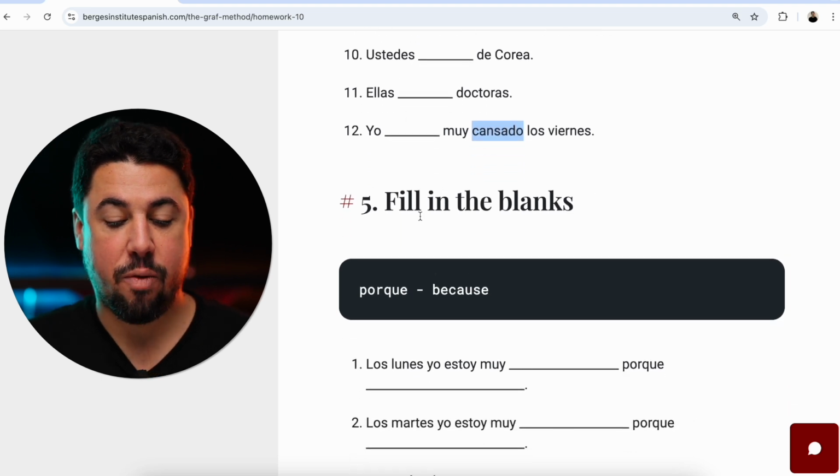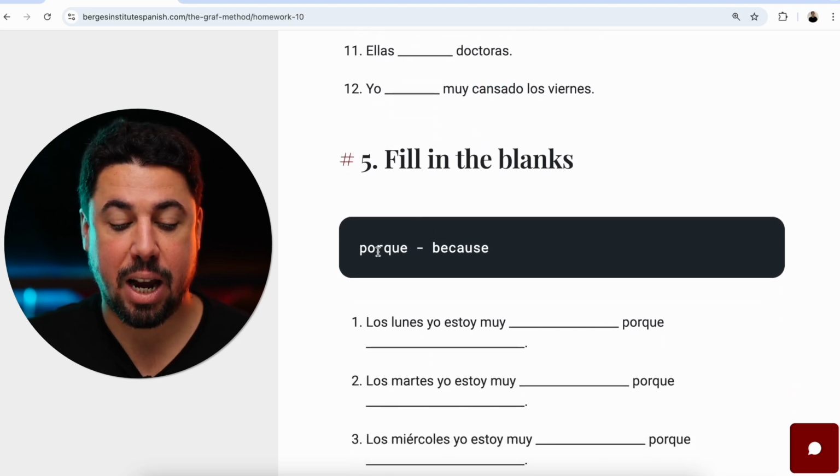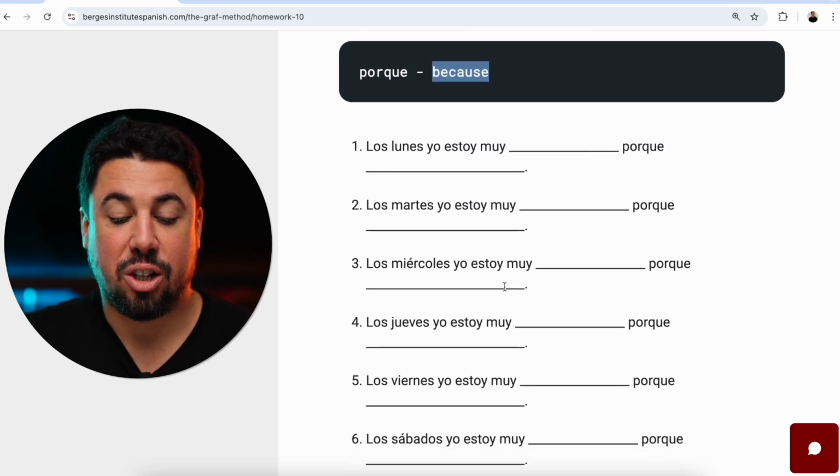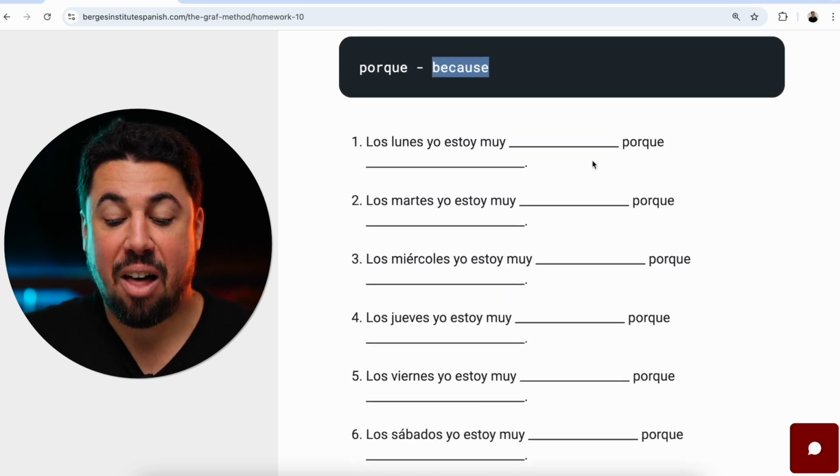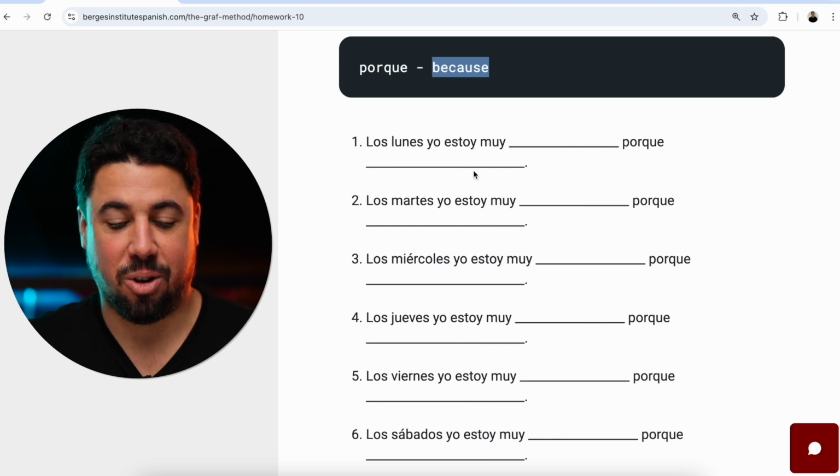Okay, número 5, 5, fill in the blanks, and porque means because. So, los lunes yo estoy muy cansado porque yo trabajo mucho, for example.